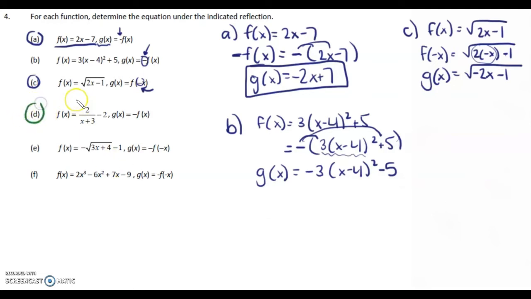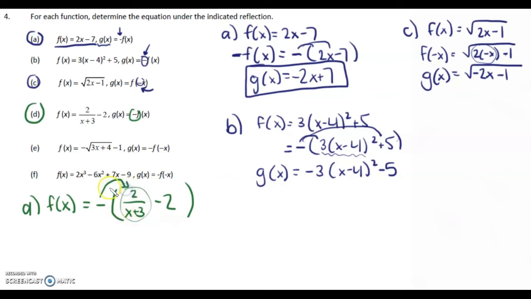Okay, so d is going to be this function, and we're going to reflect it in the x-axis. So for d, I'm going to do down here, f(x) =, and what we're going to do is put the entire function in the bracket, 2/(x + 3) - 2. So when we distribute this negative sign in, we distribute it to each term. So this right here is an entire term, and then the next one. So I get -2/(x + 3) + 2. And that's g(x).